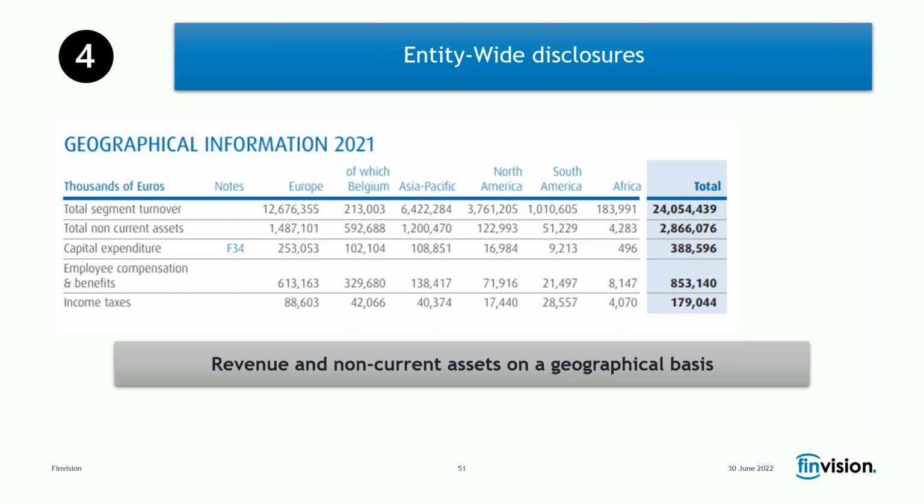This is really the total segment turnover and total non-current assets by region. And here they have combined regions, like Europe, and you always need to explain the revenues and the segment assets for the domicile country of the entity, which is Belgium in this case. So, of which Belgium, that's your domicile, that they mention. Asia Pacific. They even mention additional information here: CapEx, employee compensation and benefits, income taxes. But this is not a requirement. The requirement is only segment turnover and non-current assets.